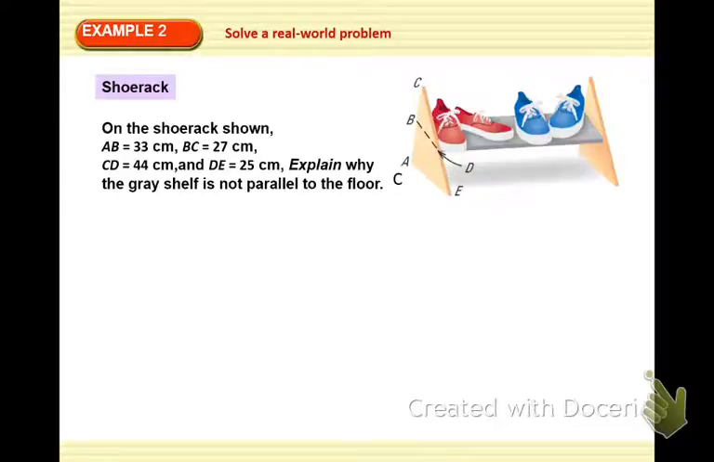In the shoe rack, they've got, let's label it. AB is 33. BC is 27. CD is 44. And DE is 25. Explain why the shelf is not parallel to the floor.